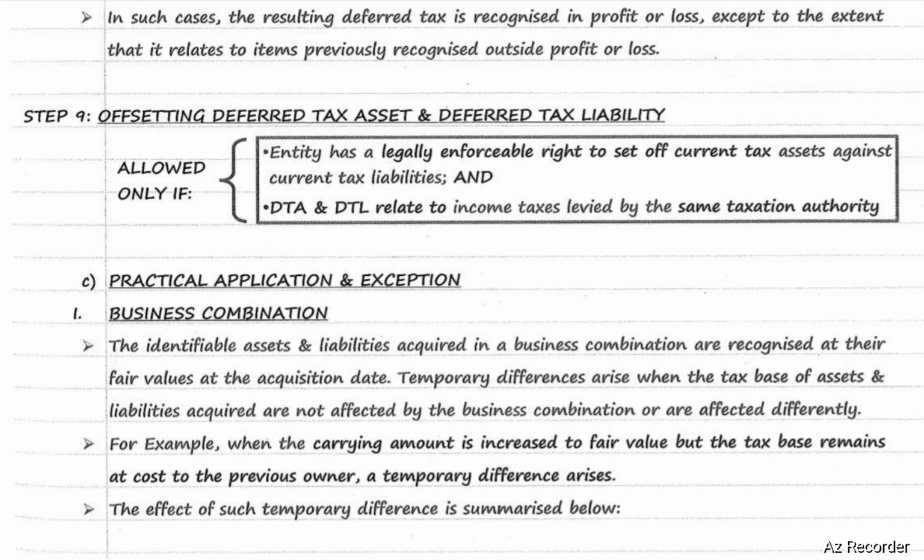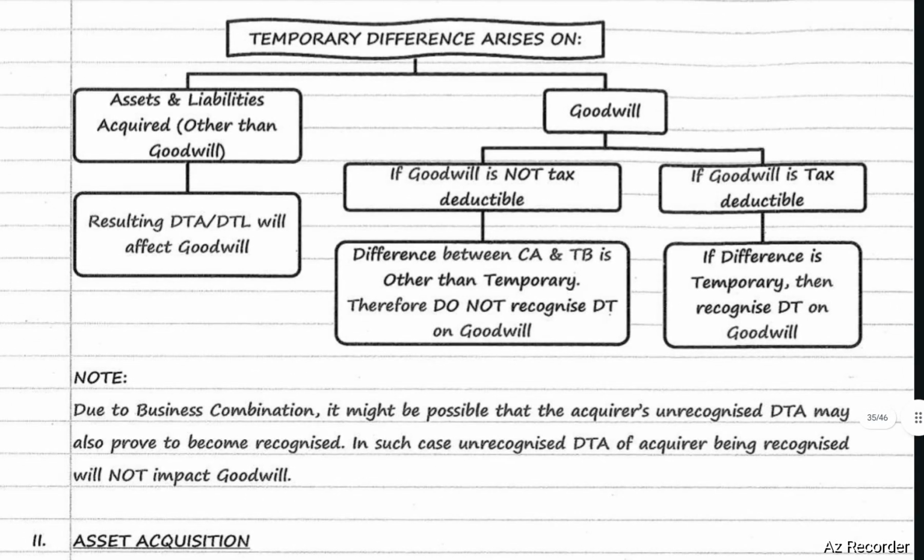For temporary differences arising on assets and liabilities acquired other than goodwill, the resulting DTA or DTL will affect goodwill. In case of goodwill, if goodwill is not tax deductible, the difference between carrying amount and tax base is other than temporary. Therefore, do not recognize deferred tax on goodwill. If goodwill is tax deductible and the difference is temporary, then recognize deferred tax on goodwill.